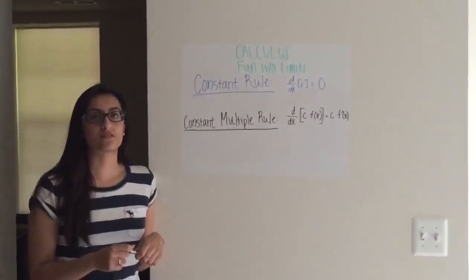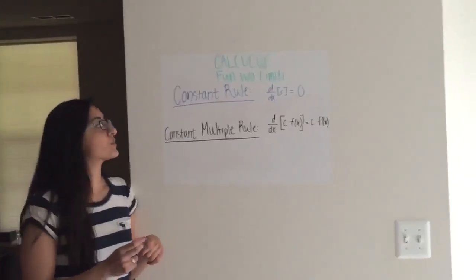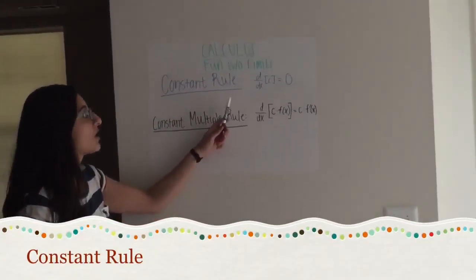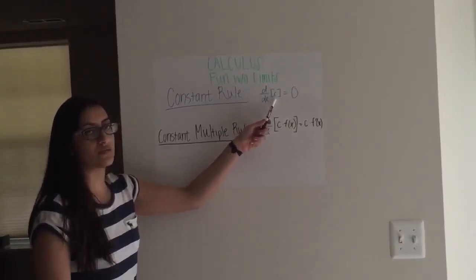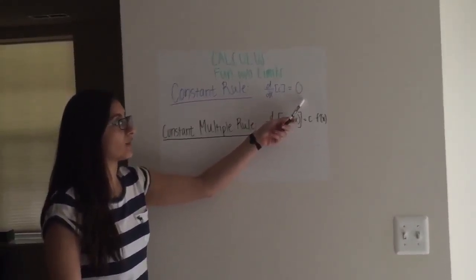Let's first cover the basic rules of derivatives. So our first rule here is the constant rule. What the constant rule says is that when you're taking a derivative of a constant, which is any real number, you will get 0.